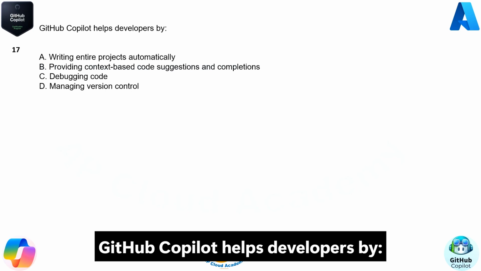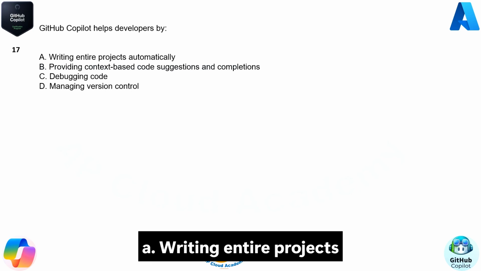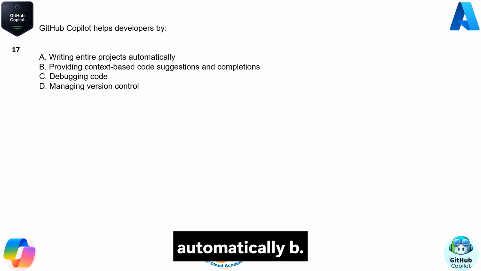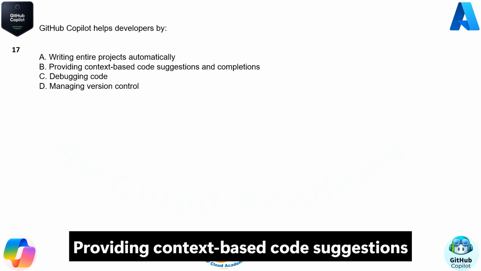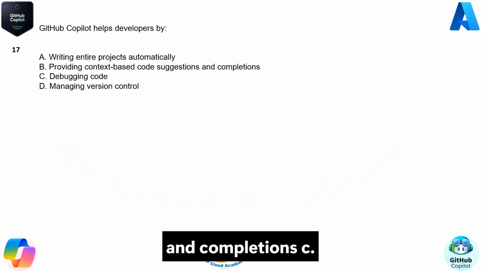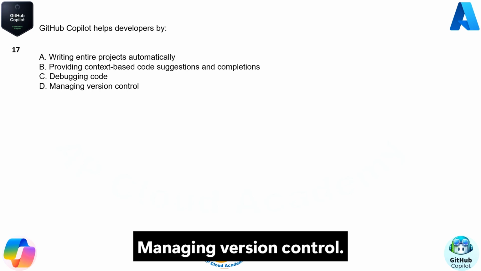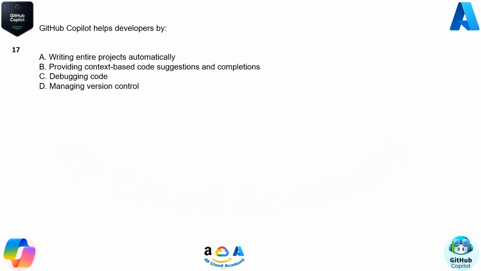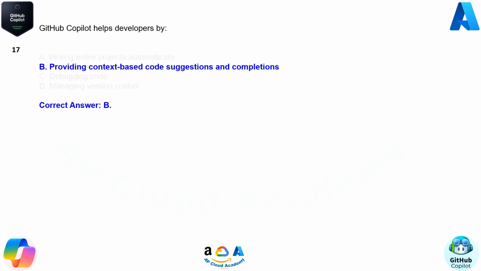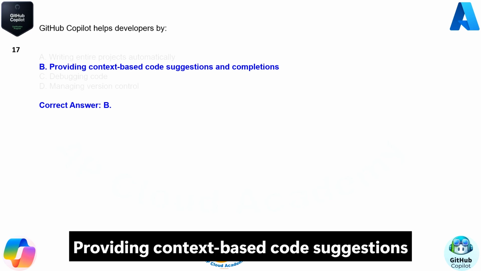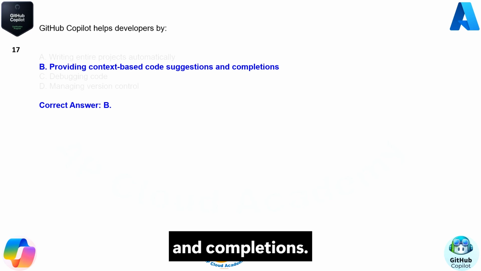GitHub Copilot helps developers by A. Writing entire projects automatically. B. Providing context-based code suggestions and completions. C. Debugging code. D. Managing version control. Correct answer, B. Providing context-based code suggestions and completions.